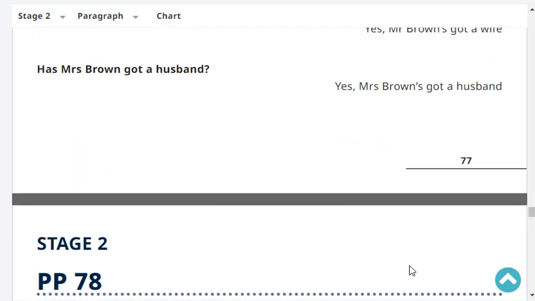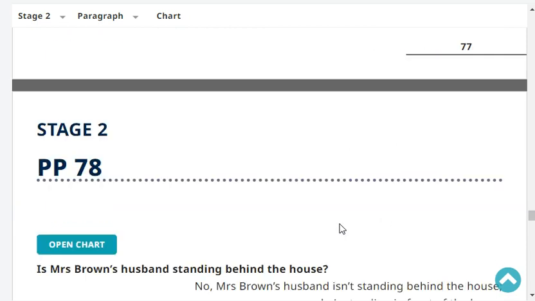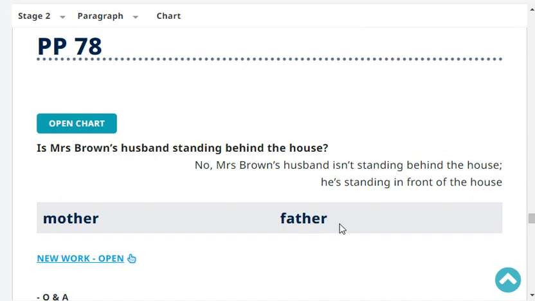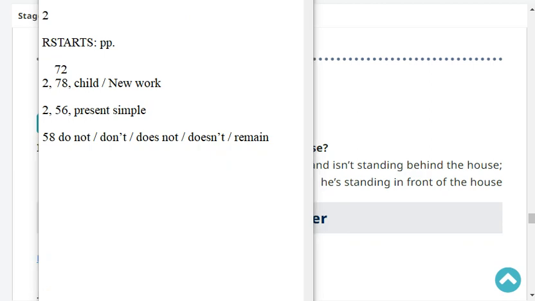Has Mrs. Brown got a husband? Yes, Mrs. Brown's got a husband. Very good. Is Mrs. Brown's husband standing behind the house? No, Mrs. Brown's husband isn't standing behind the house. He's standing in front of the house. Very good. Okay, next.